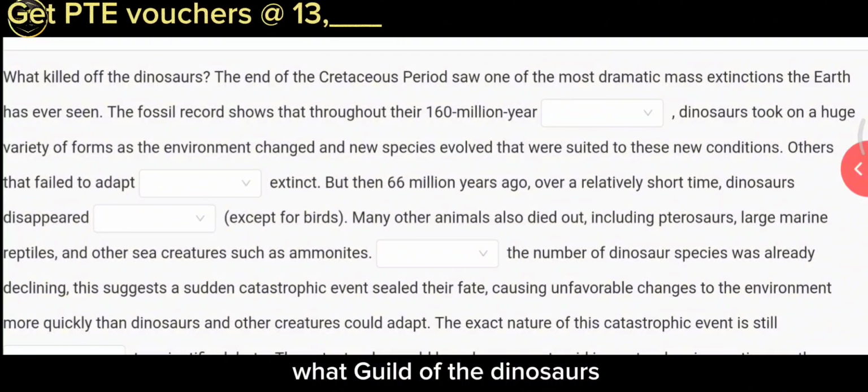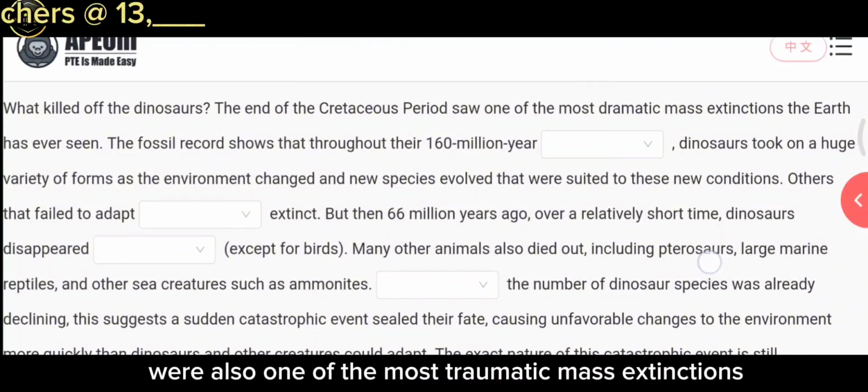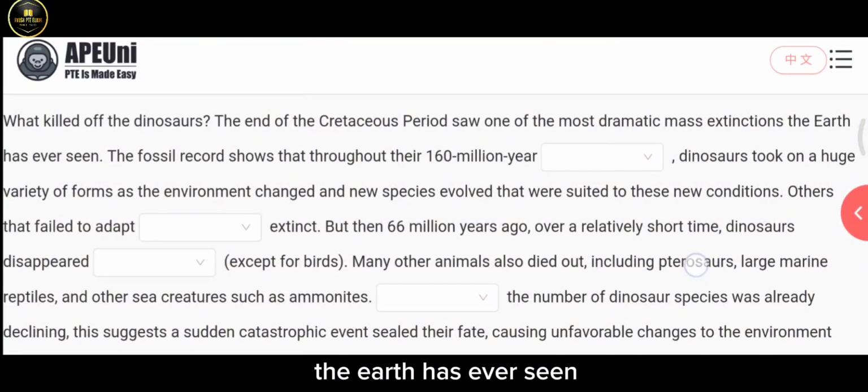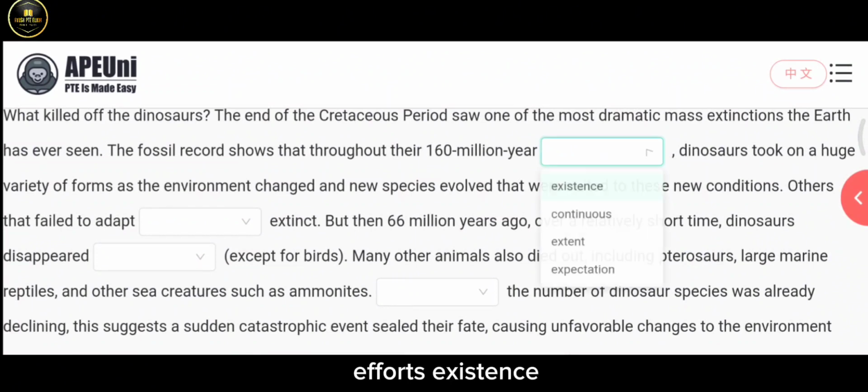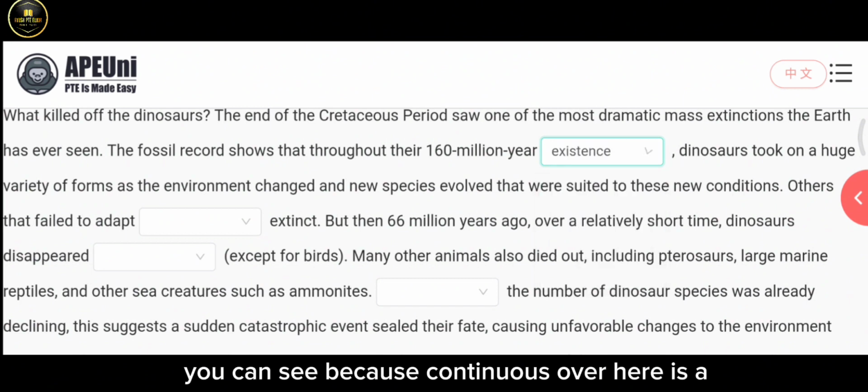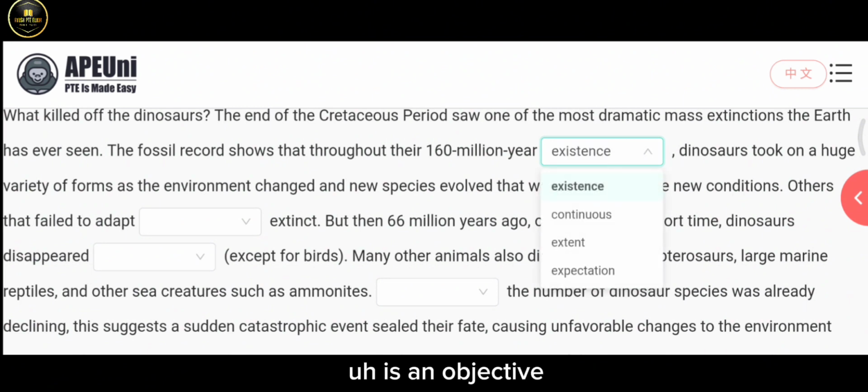What killed off the dinosaurs? The end of the Cretaceous period, one of the most dramatic mass extinctions the earth has ever seen. The fossil record shows that throughout their 160 million year existence, you can say, because continuous over here is an adjective, extent is a noun, expectation is a noun, existence is a noun. So as I mentioned earlier, 3 of them will be even and 1 of them will be odd. So odd over here is continuous, which is an adjective. I'll not be going with that. And also the sense is existence.